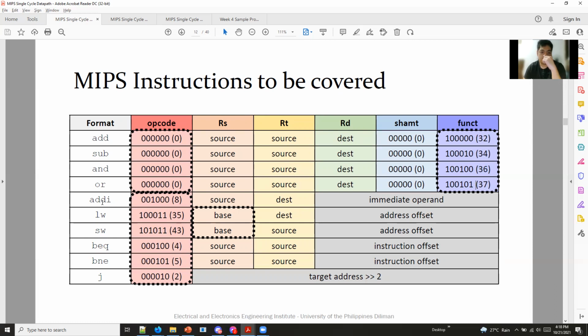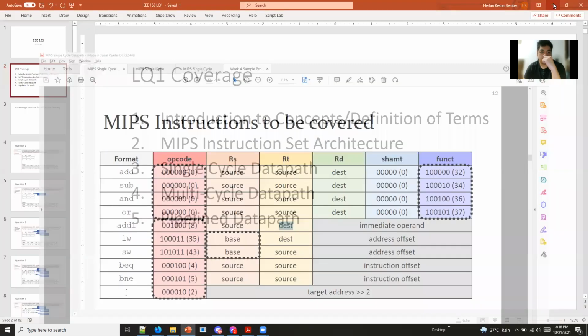And then dito naman sa add I, so may immediate siya. So yung immediate na nakalagay doon sa instruction, dito siya mapupunta. And then yung source and destination registers dito. And then yung jump naman, yung nakalagay lang sa operation itself is yung address niya. So yeah, I think yun naman yung mostly about sa MIPS instructions.